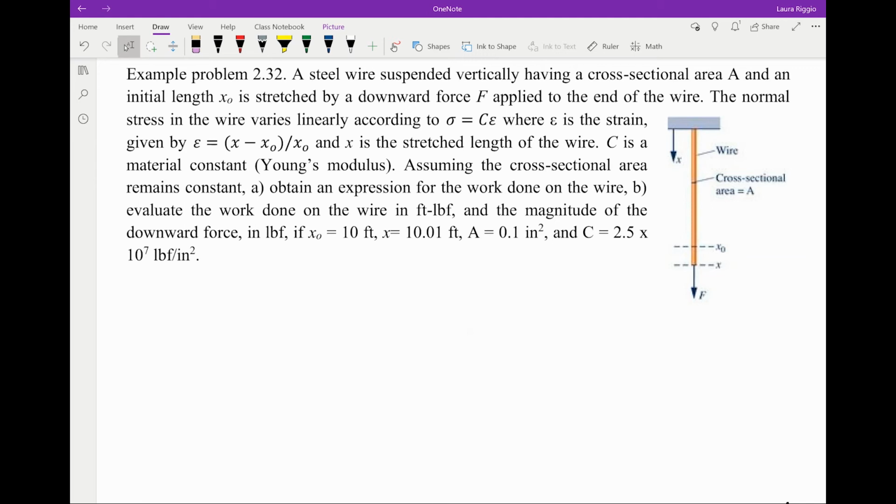And assuming the cross-sectional area remains constant, we want to obtain an expression for the work done on the wire and evaluate the work done on the wire in foot-pounds and the magnitude of the downward force if we know the value for a bunch of our constants.